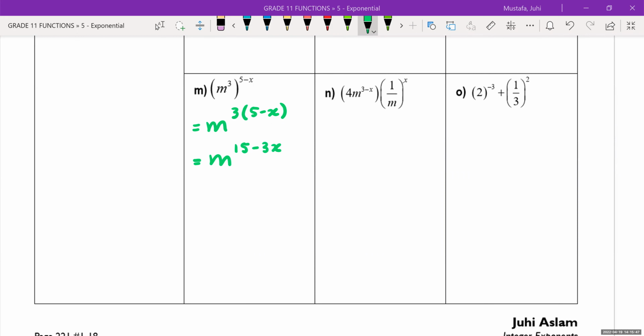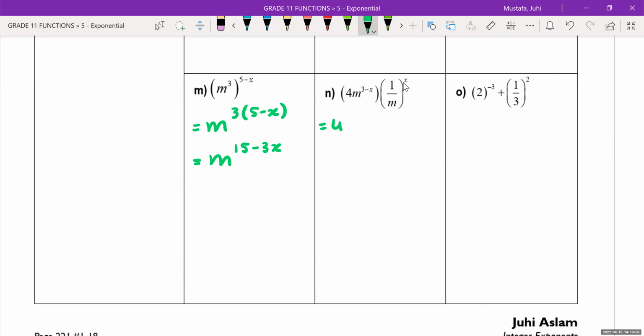Now, I think this is fine for a final answer. Some people might write it as m to the power of 15 over m to the power of 3x. You don't have to do this because this isn't technically a negative exponent. So this is fine. You can leave your answer like this. Okay. Question N is very similar.